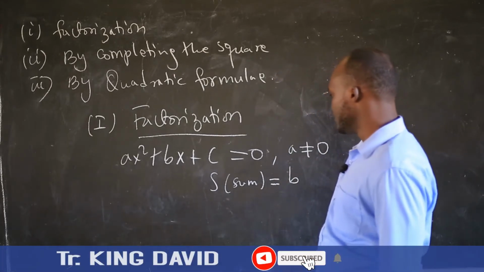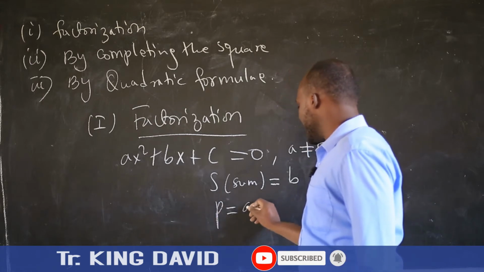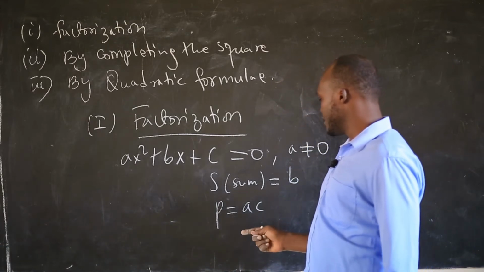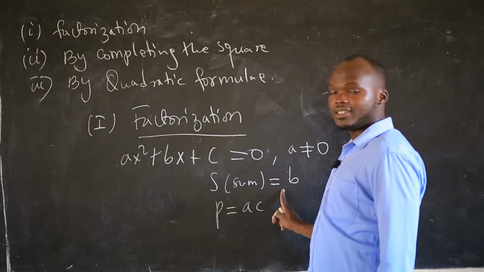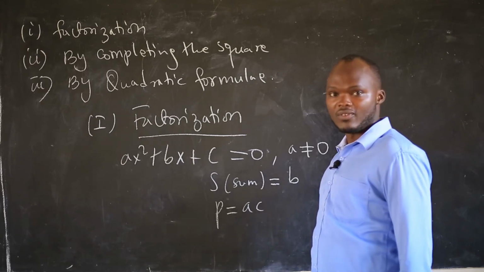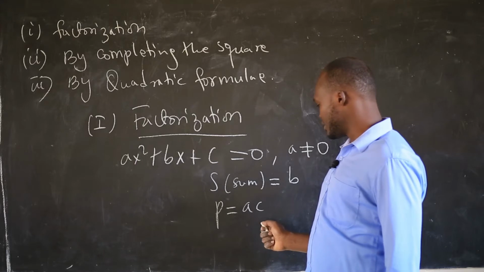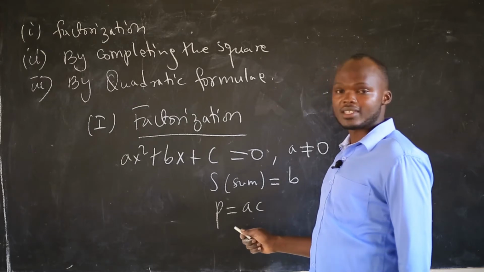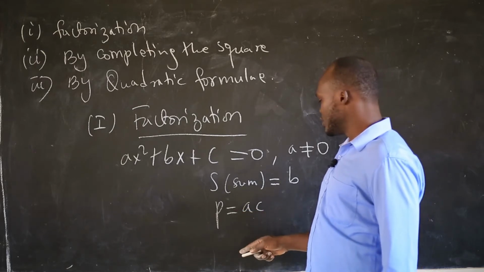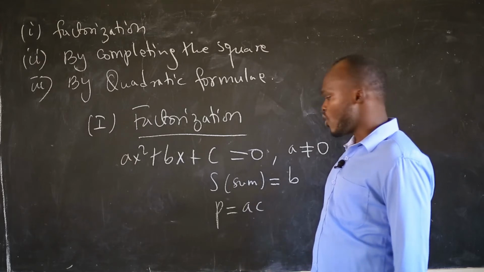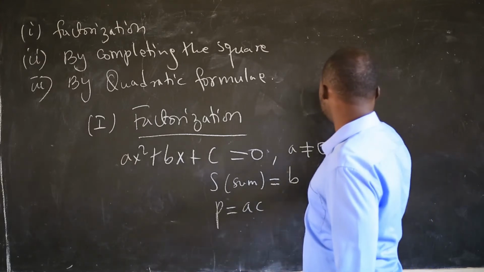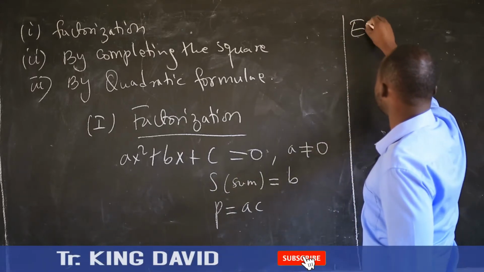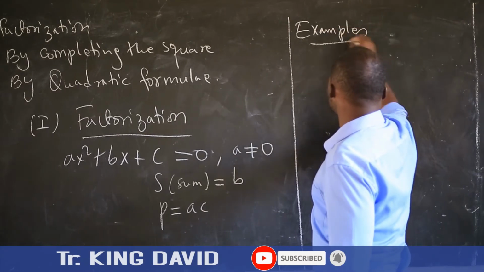So sum is b. Then product, we take product as ac. Meaning that we find two numbers we can multiply to get product, and add to get sum. So when we are using factorization, we find two numbers we can multiply to get product, and we add those two numbers to get sum. So those two numbers are the factors of product. For example, let's take examples.